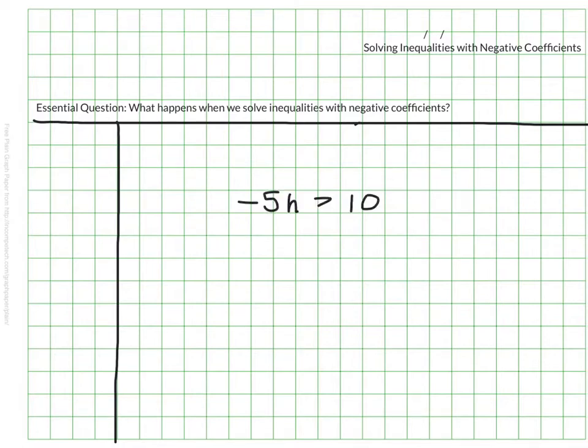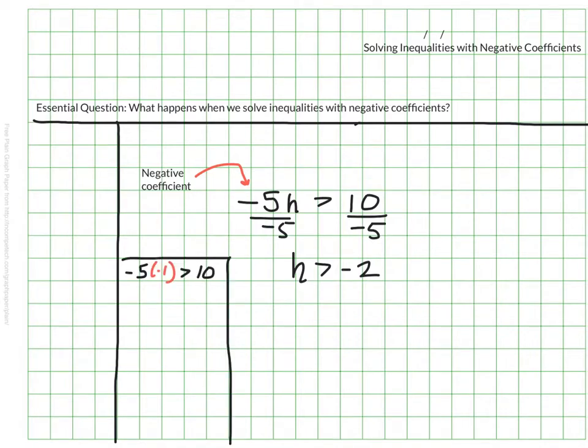I'm going to start here with a one-step inequality as an example. And I want to point out that this inequality has a coefficient of -5. So this is a negative coefficient. This is what's different here. So I'm going to start just by doing this as normal, right? I'm going to divide by -5 on both sides, since that's the only operation here. And then I would get something like h is greater than -2. Or at least I think so, but I'm going to check this.